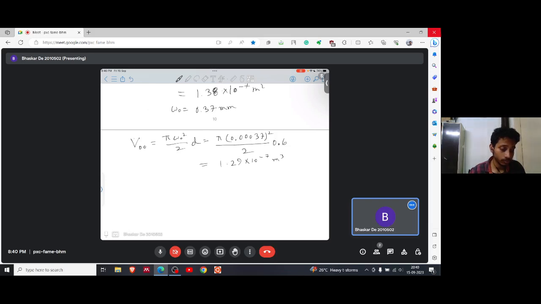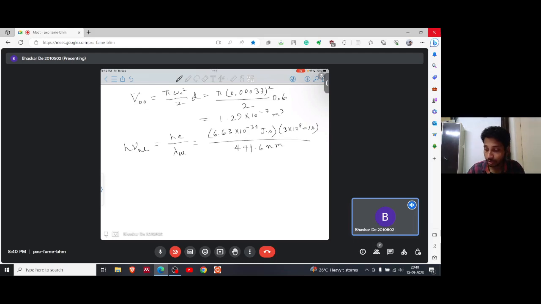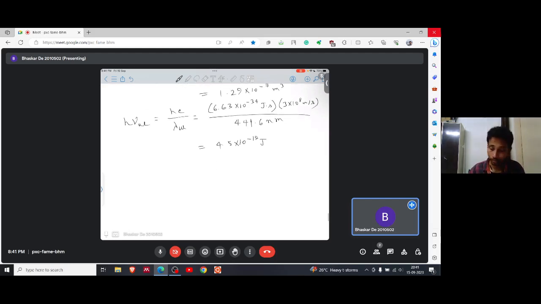Now the photon energy for this. If you check the helium cadmium laser, you will have the wavelength of this as 441.6 nanometer. So the photon energy is basically 6.63 into 10 to the power minus 34, this is the value of h, the Planck constant, then the velocity of light divided by 441.6 nanometer. So this will be 4.5 into 10 to the power minus 19 joule. So basically if you convert this into eV, that will be a better unit, but for now we are good enough with joule.